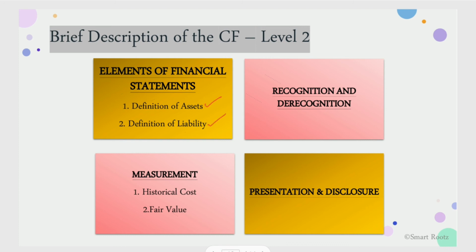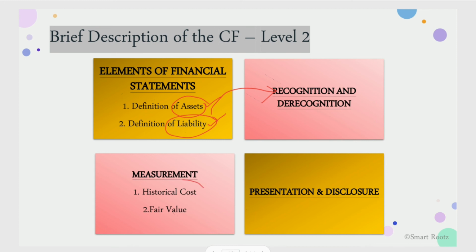So when standard setters are developing an accounting standard, say I'm going to develop an accounting standard for asset, I can go based on the definition that is given in the conceptual framework. Similarly, the case with liability. So it talks about what an asset is, what a liability is, and how this should be recognized. When should I recognize an asset, should I recognize everything as an asset, or when should I recognize a particular item as an asset, when should I recognize it as an expense? So it provides a guideline for that, and it also provides a guideline on when it should not be recognized or removed from the financial statement.